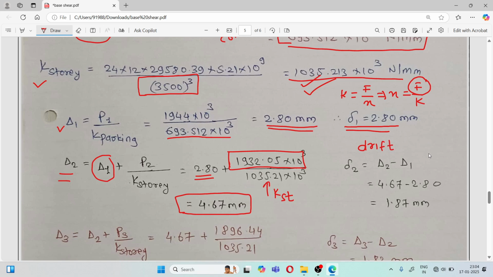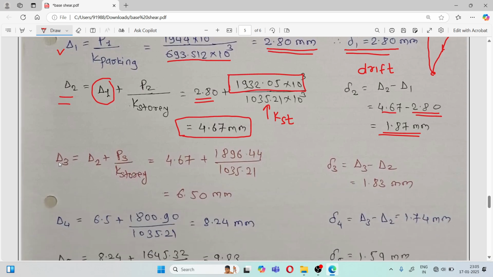Okay, so we know that the base is fixed. The first story is moving at a displacement of 2.80, the second story is moving at a displacement of 4.67. So drift is relative. So 4.67 minus the previous story displacement, that is 2.80. So you will get 1.87.